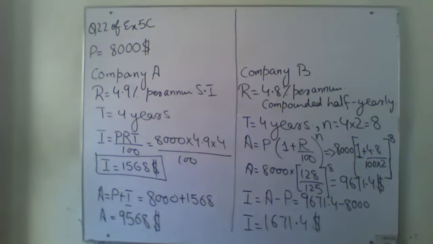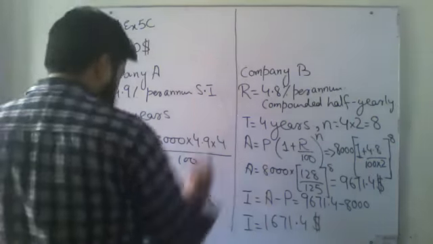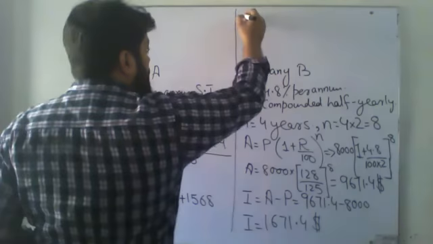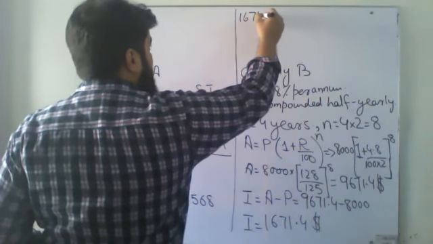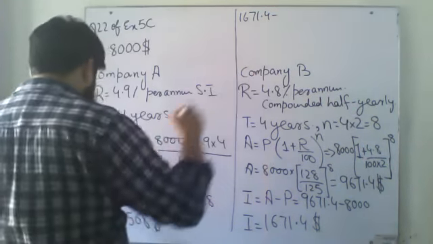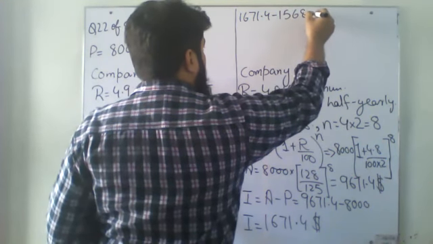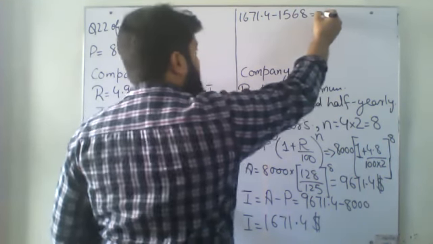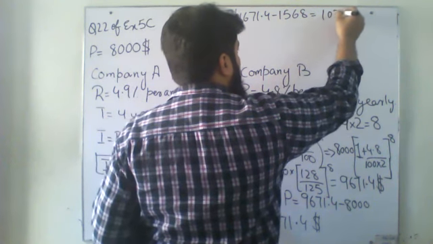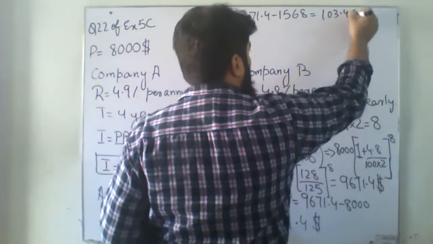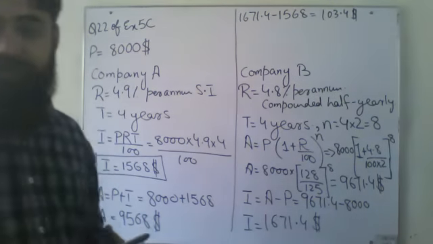Now, last thing, I have to find the difference between both interests. What is my first interest? 1671.4 minus 1568, and when I simplify it, I will have a difference of $103.4 in interest.